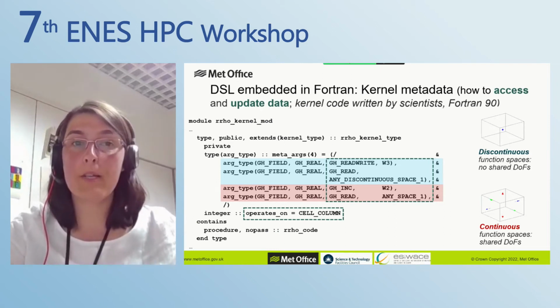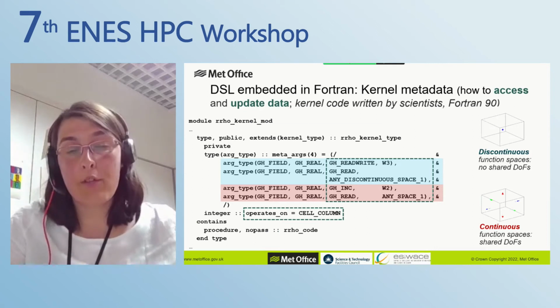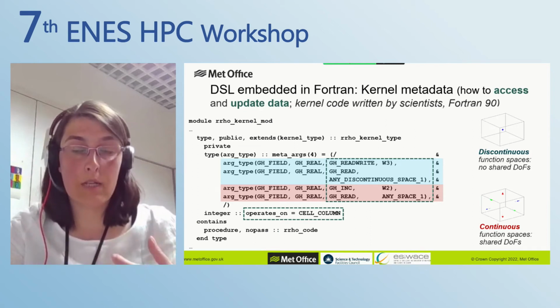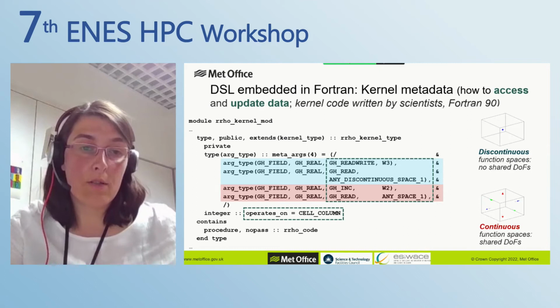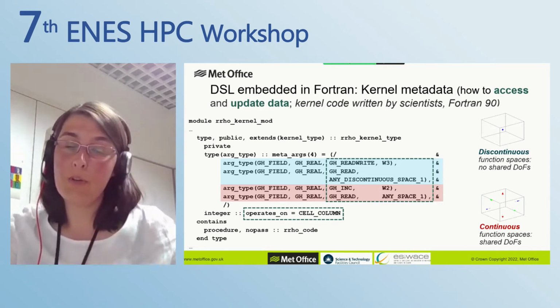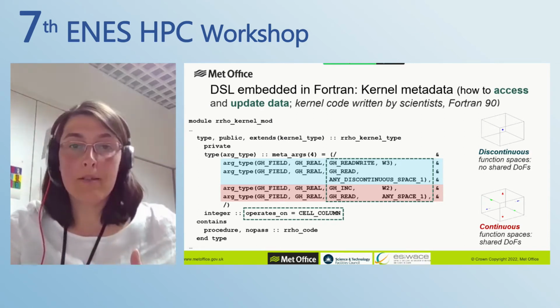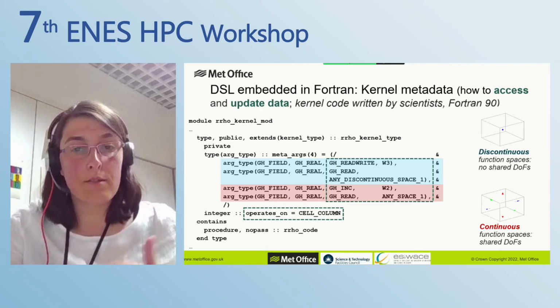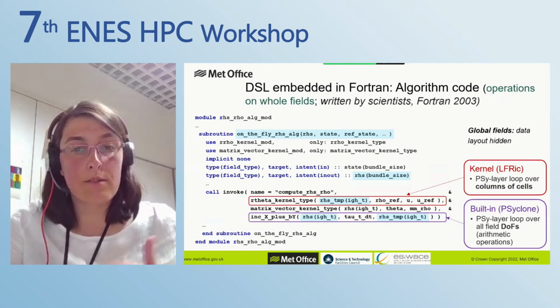So how does PSyclone know what to request from the LFRic infrastructure? This is where this DSL embedded in Fortran comes into play. And I mentioned kernels before, which are basically doing the operations directly on the data points, that is, on the column of data, which can be seen from the keyword operates_on equal cell_column. And what I mentioned before about the discontinuous and continuous function spaces is encoded in the kernel metadata, for instance, any discontinuous space, W3, W2, and so on. And as you can see from the slide, we have different metadata for how PSyclone accesses those data. Are the data just read, or are they updated?